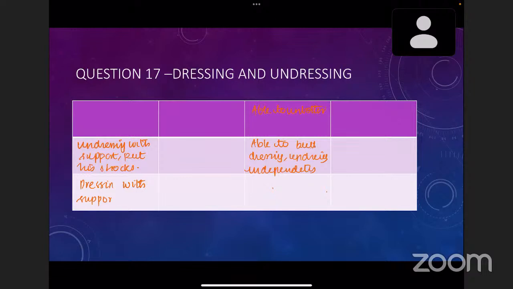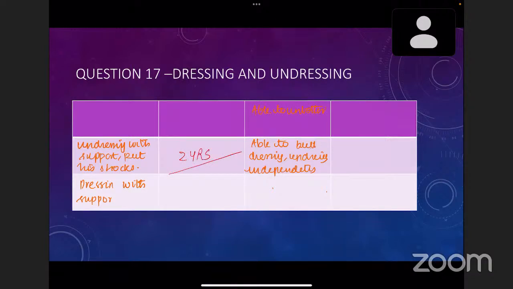Now dressing and undressing is a very important concept that has to be learned in this way. Another important fundamental you should know is that the child will always do an easy task first before any complex task. That is very important. The child learns the simple task before any complex task, right? So the child always learns to undress first before the child starts to dress properly. So as per this, undressing with support, removing foot and shock, will develop at the age of 2 years.